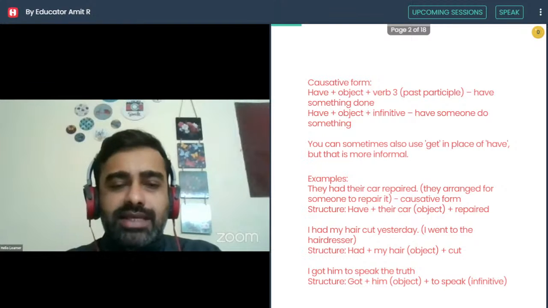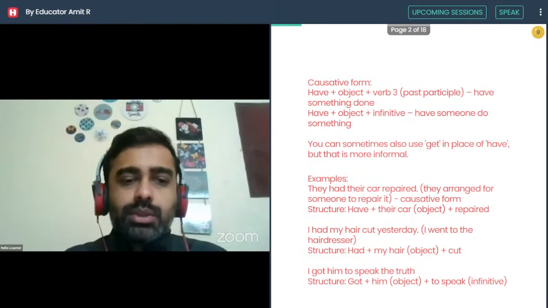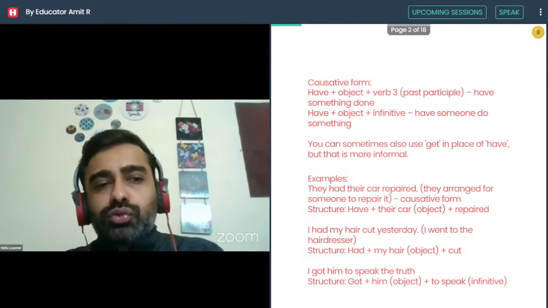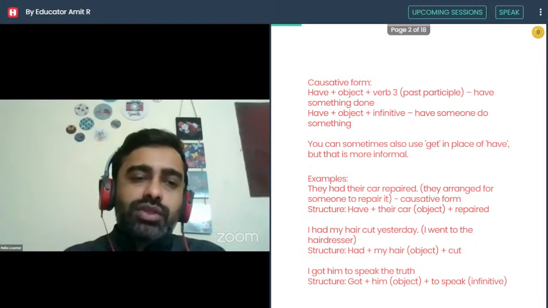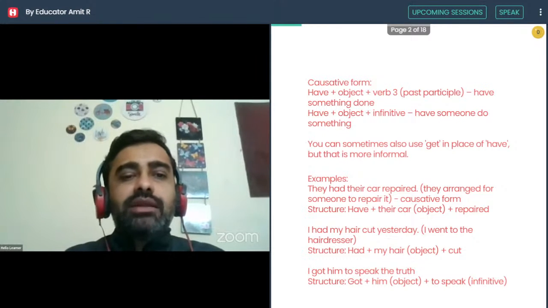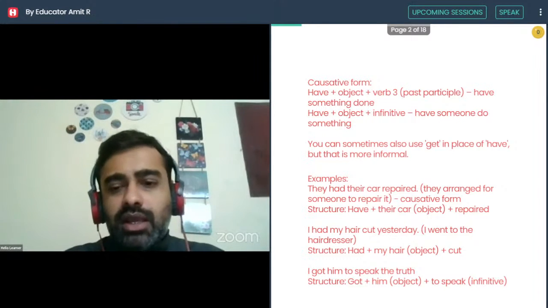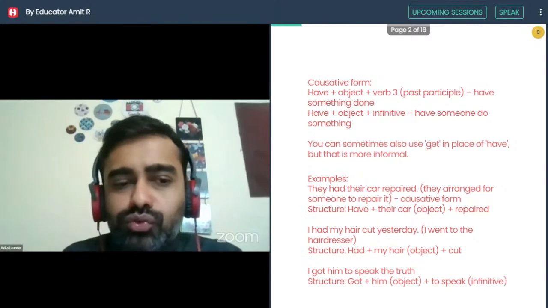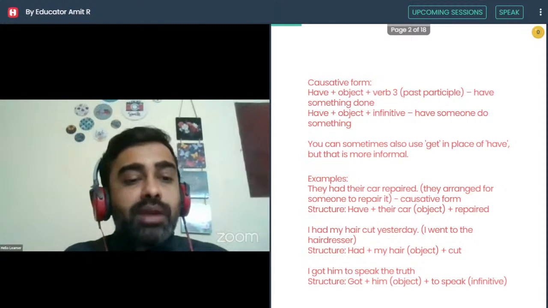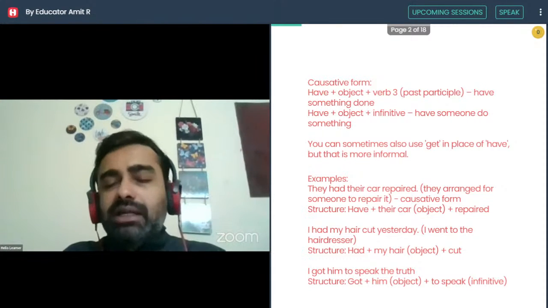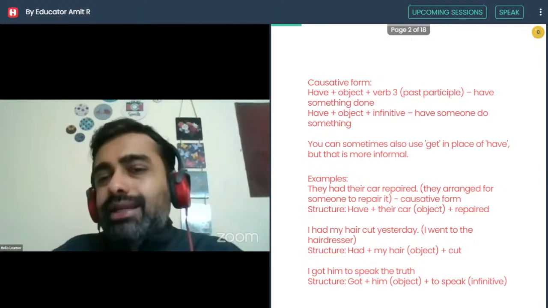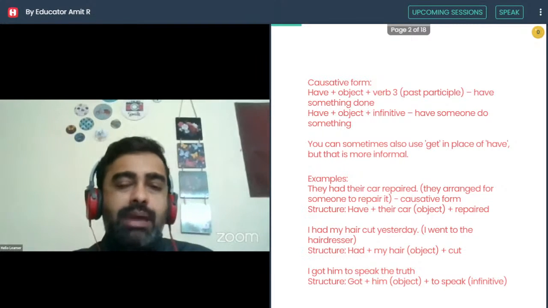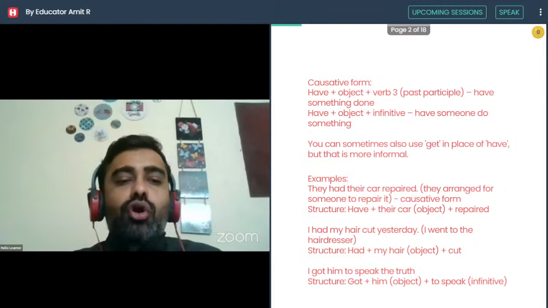Similarly, I had my hair cut yesterday, means I went to the hairdresser to get the hair cut. Okay, so had, the object is hair here, and cut, obviously, the verb. I got him to speak the truth is the construction in terms of the structure: have, the object and the infinitive, have someone to do something, okay? Here in this case, I got him to speak the truth. Maybe you force someone to speak the truth. Maybe you threaten someone. Maybe you bribe someone. Maybe you compel someone to speak the truth, or maybe you encourage someone to speak the truth. But it was not he who came and upfront spoke the truth, it was you who got him to speak the truth.